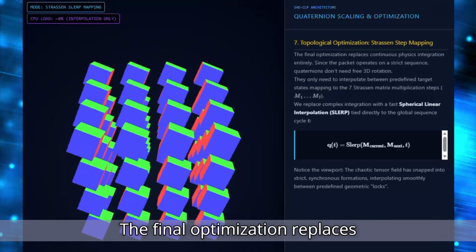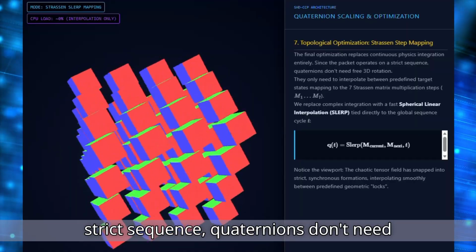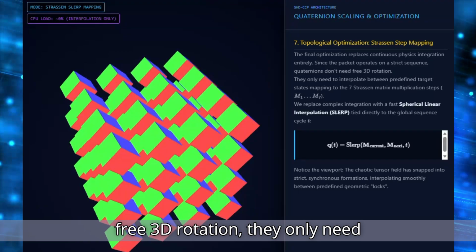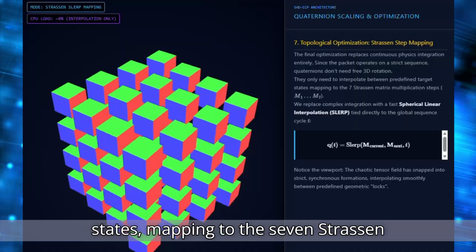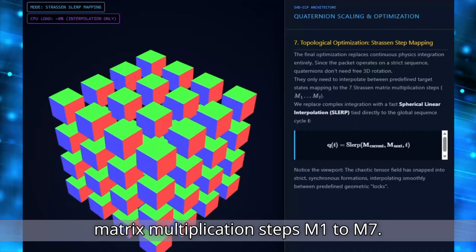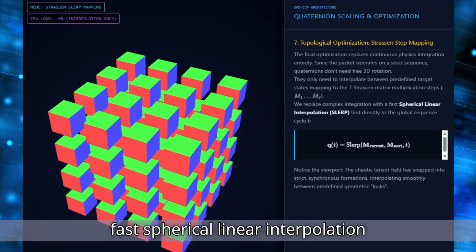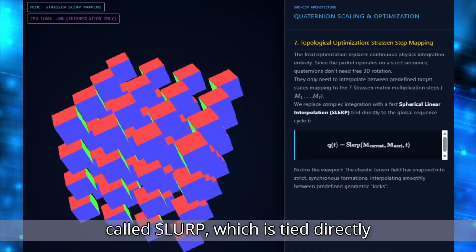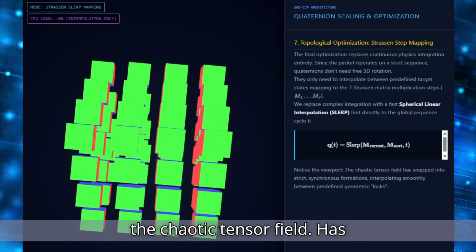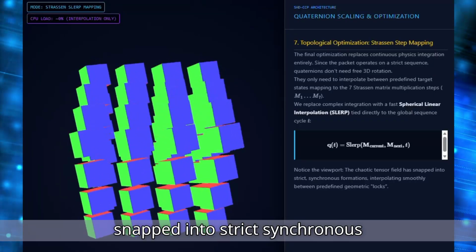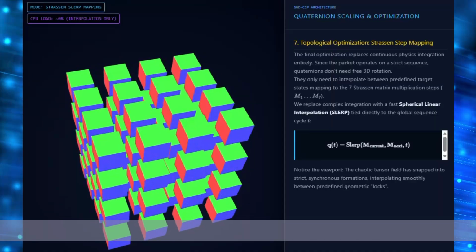The final optimization replaces continuous physics integration entirely. Since the packet operates on a strict sequence, quaternions don't need free 3D rotation. They only need to interpolate between predefined target states mapping to the 7 Strassen matrix multiplication steps, M1 to M7. We replace complex integration with a fast spherical linear interpolation called SLERP, which is tied directly to the global sequence cycle T. The chaotic tensor field has snapped into strict, synchronous formations, interpolating smoothly between predefined geometric locks.